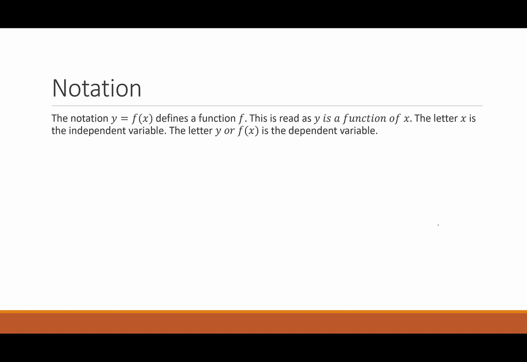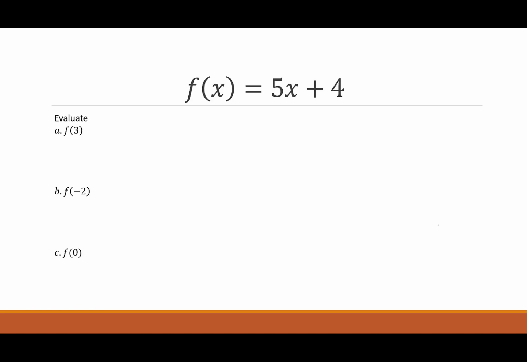We use the notation y equals f of x to define a function. So this is read as y is a function of x. The letter x is the independent variable. The letter y, which can be interchanged to f of x, is the dependent variable. So x we plug in, the y or the f of x is the value we get out. Of course, we want to try that.